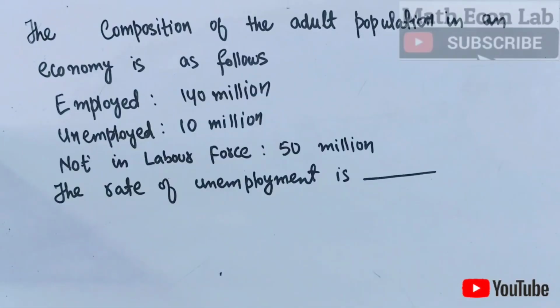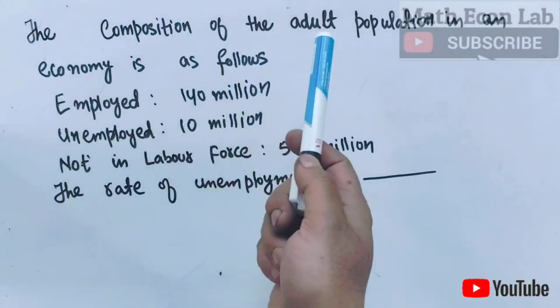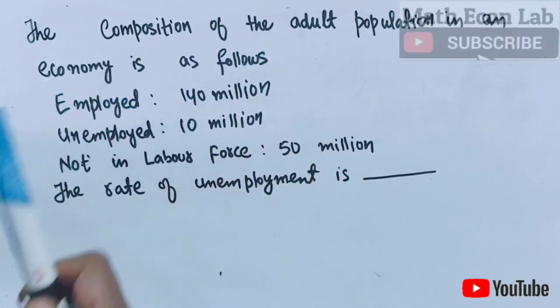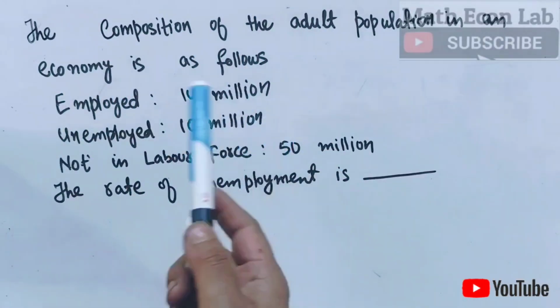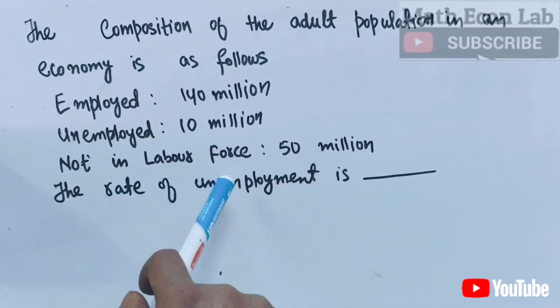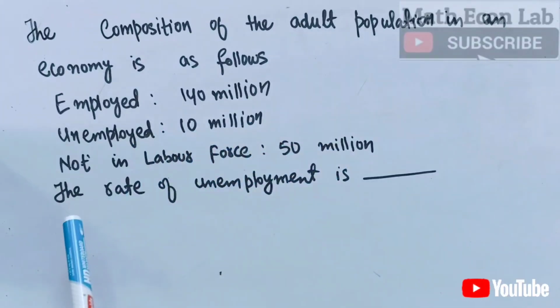The question is to find out the unemployment rate. The question is, the composition of adult population in an economy is as follows. Employed persons are 140 million. Unemployed persons are 10 million. Not in labor force is 50 million. We are supposed to find out the rate of unemployment.